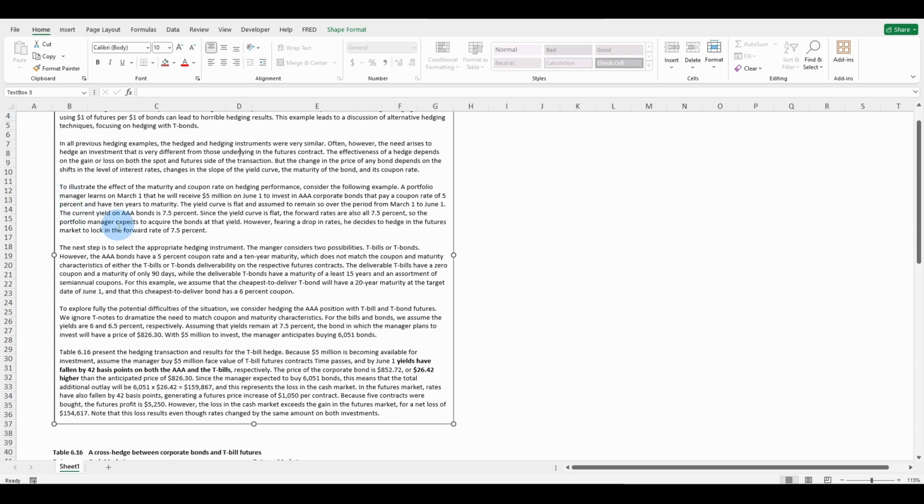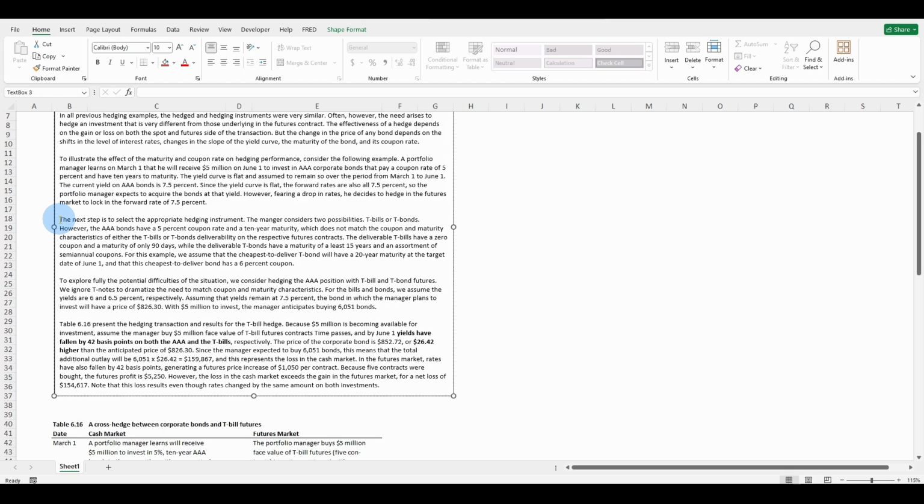A portfolio manager learns on March 1st that he will receive $5 million on June 1st to invest in AAA corporate bonds that will pay a coupon rate of 5% and have 10 years to maturity. The yield curve is flat and assumed to remain so over the period from March 1st to June 1st. The yield on AAA bonds is 7.5%. Since the yield curve is flat, the forward rates are also 7.5%, so the portfolio manager expects to acquire the bonds at that yield. However, fearing a drop in rates, he decides to hedge in the futures market to lock in the forward rate of 7.5%.